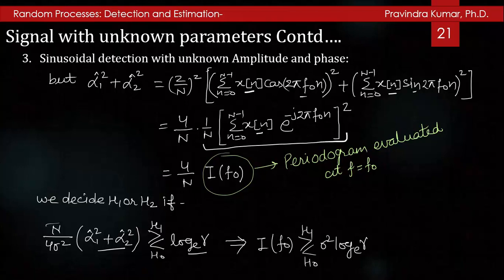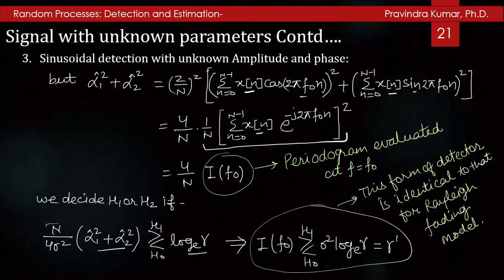This is the new threshold value, σ² log e^γ equals γ'. This form of detector is identical to the Rayleigh fading model.